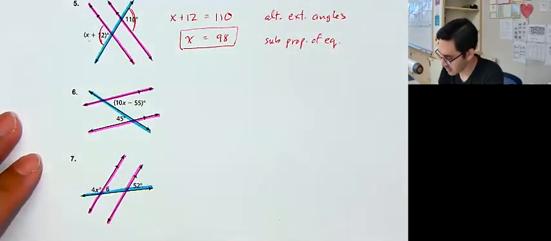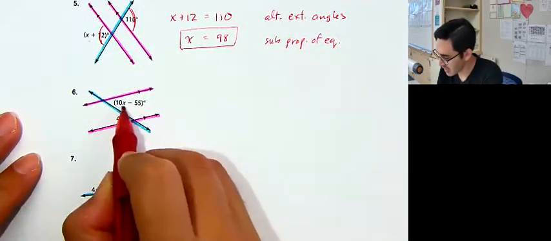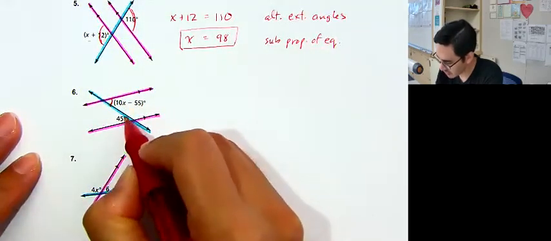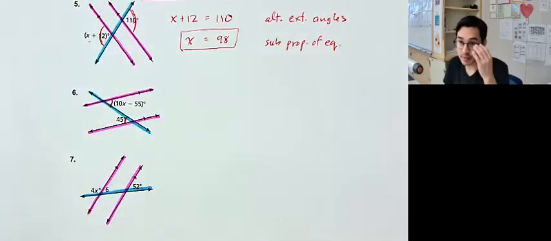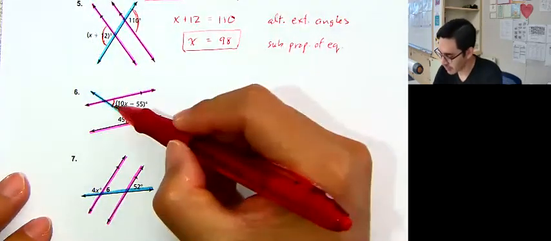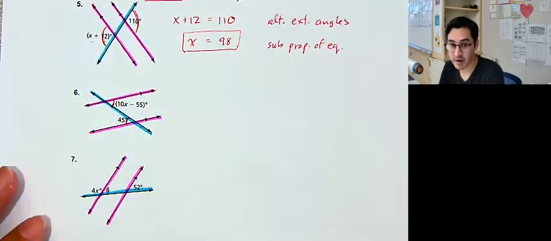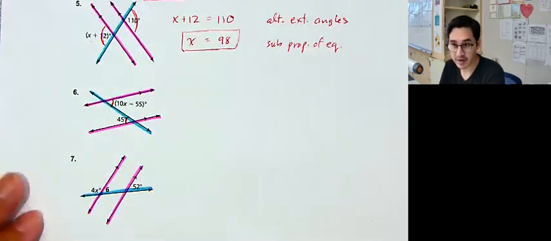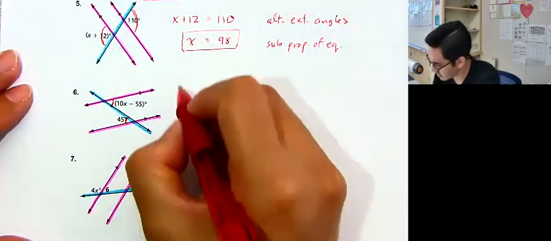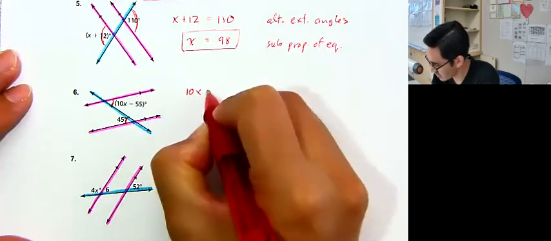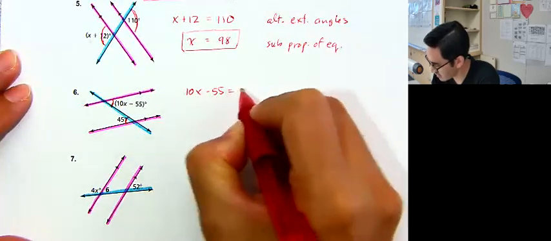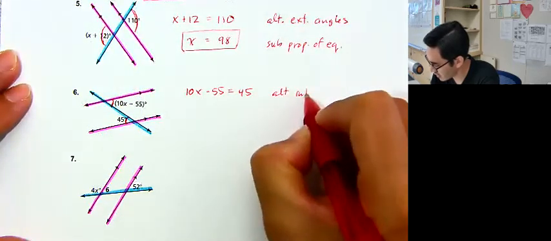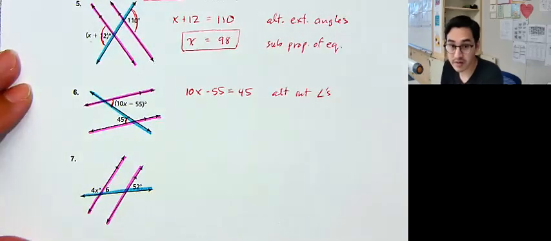All right, diagram number 6. So we can see 10x minus 55 degrees, that is an acute angle. And 45 degrees is also an acute angle. They're going to be congruent in this diagram, but the relationship those two angles have is that they're alternate interior angles. They're on opposite sides of the blue line, and they're inside of the two red lines. So we could write 10x minus 55 is equal to 45, and we'll write alternate interior angles.